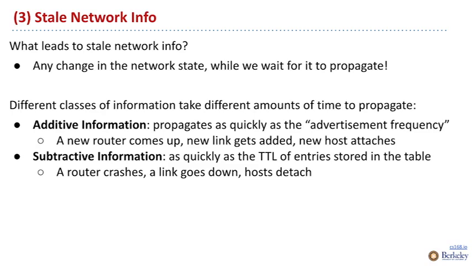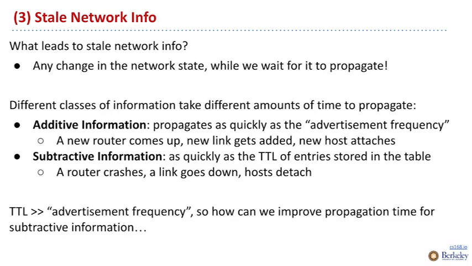And specifically, additive information propagates as quickly as the advertisement frequency. And that's relatively short. Because we want to resend updates, we're sending quite frequently, much quicker than the time to live. Subtractive information gets removed only as quickly as it can expire, and that's always longer than our advertisement frequency. And so in particular, we get this issue with information about a router crashing, or a link going down, or hosts being disconnected. Once someone has told you about this, that's not going to get removed from your table until it expires.